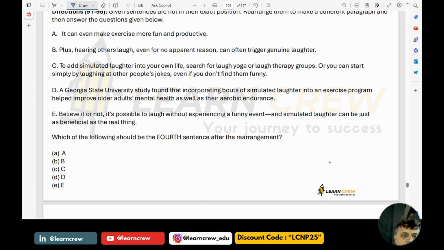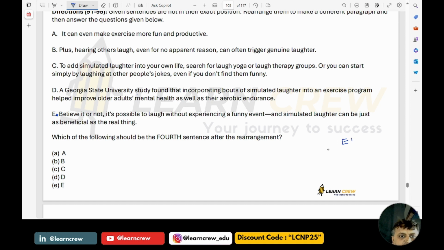Believe it or not, it is possible to laugh without experiencing a funny event, and simulated laughter can be just as beneficial as the real thing. A Georgia State University study found that it is supported. This particular argument is supported by an example. So first one E, then second one, which one?